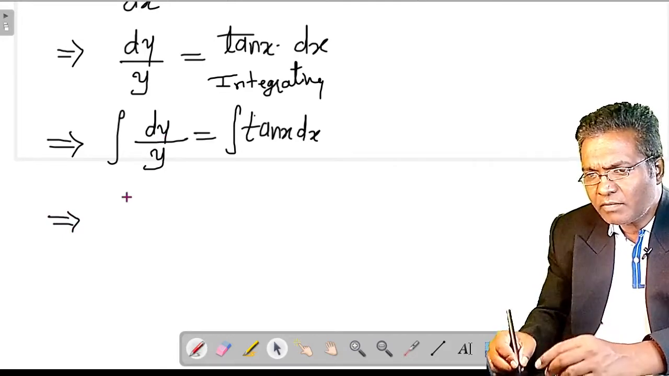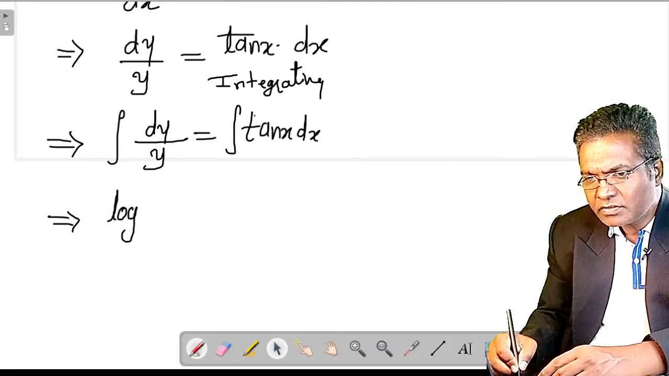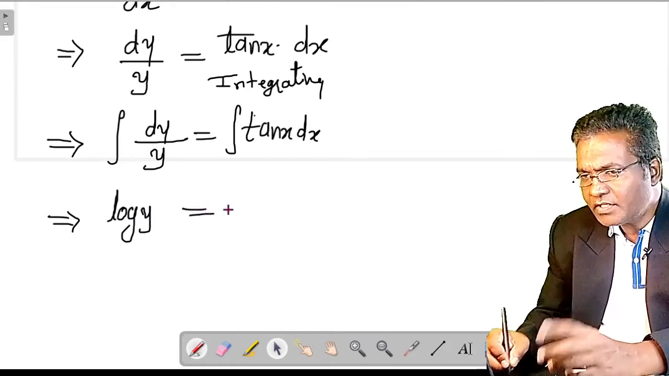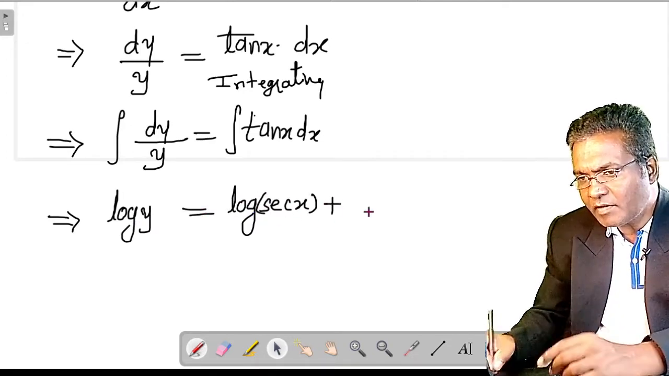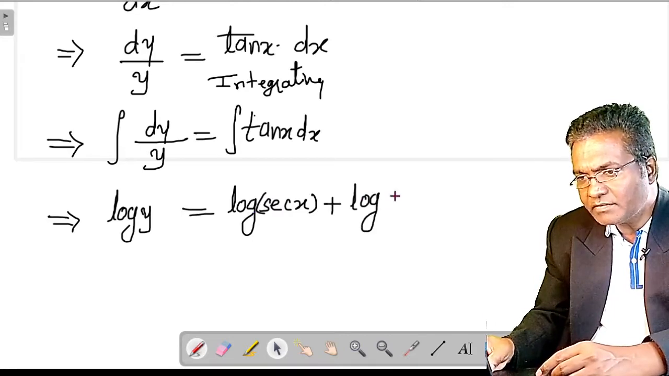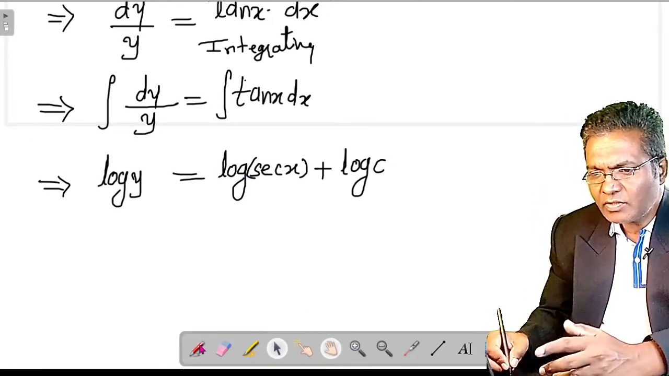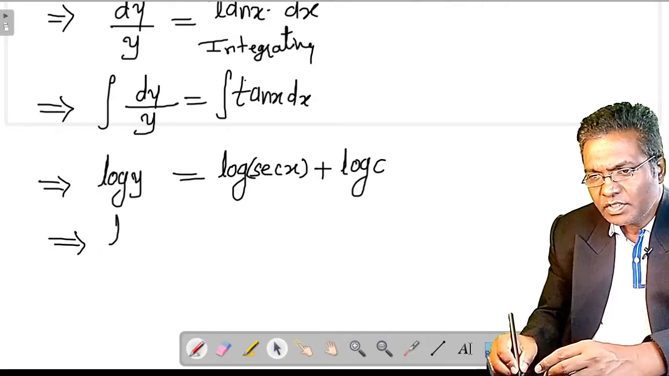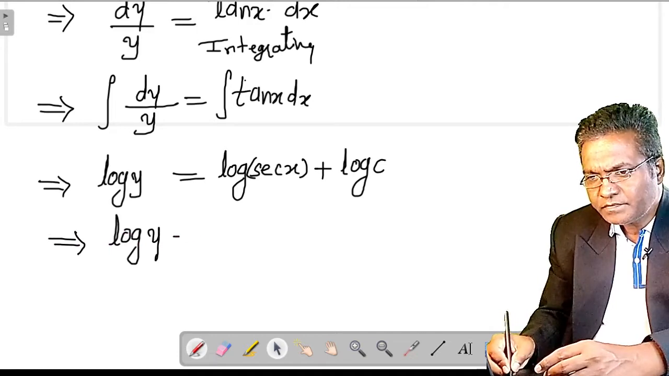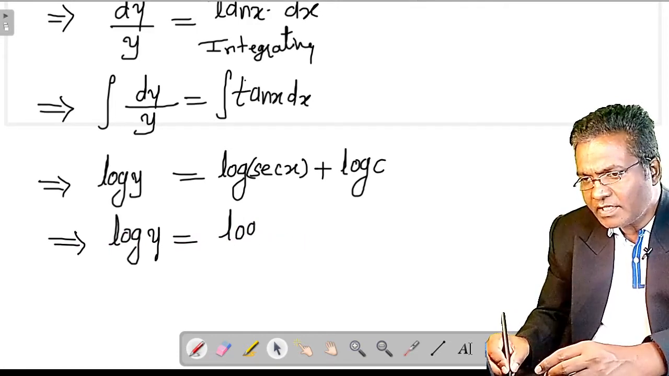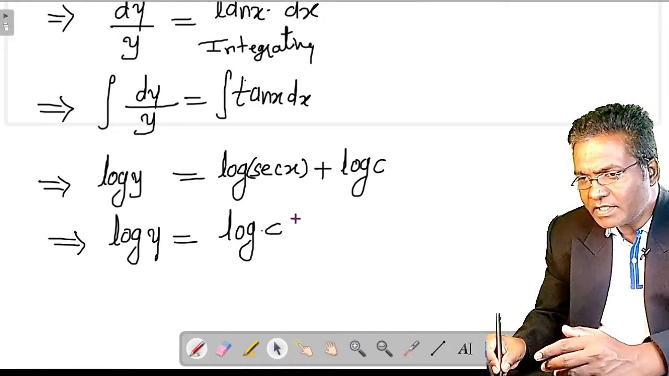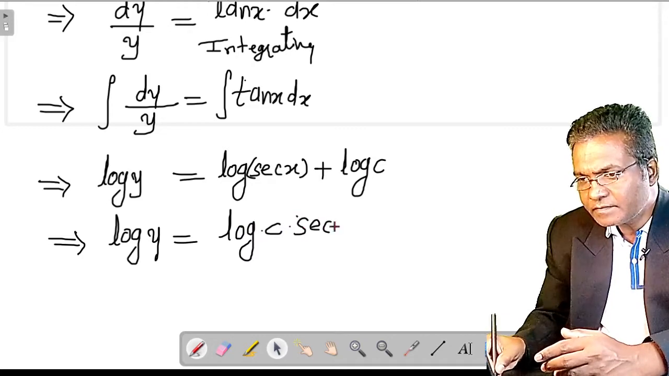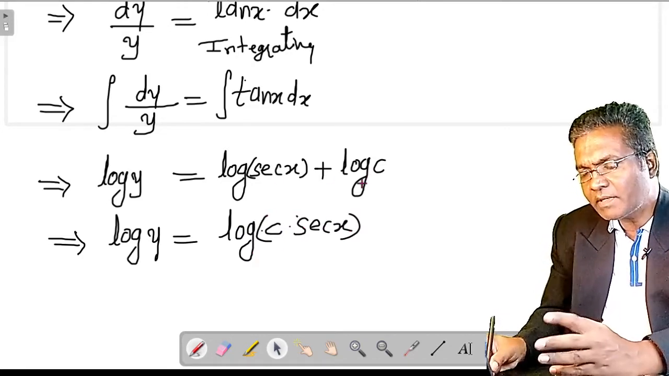Now integration of 1 by y, that we all know, is log y. Integration of tan x is log sec x. That must be known. And if all the terms are in terms of log, better you keep the constant also in terms of log. Log c is also a constant. So log y is equal to log sec x plus log c. Log m plus log n is log mn. So I can write log of c into sec x.